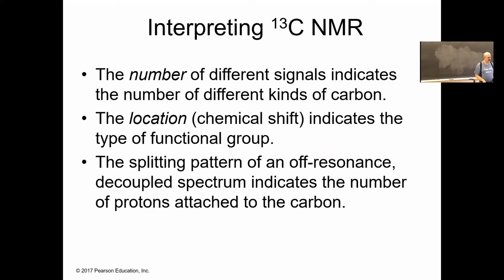To interpret carbon-13, we can look at the number of different signals to indicate the number of different kinds of carbon. Since the spectral window is so large, from about 0 to 200, it's rare that carbon signals overlap, but they do sometimes. The location or chemical shift indicates the type of functional group, just like with proton NMR. The splitting pattern of an off-resonance decoupled spectrum indicates the number of protons that are directly attached to the carbon.